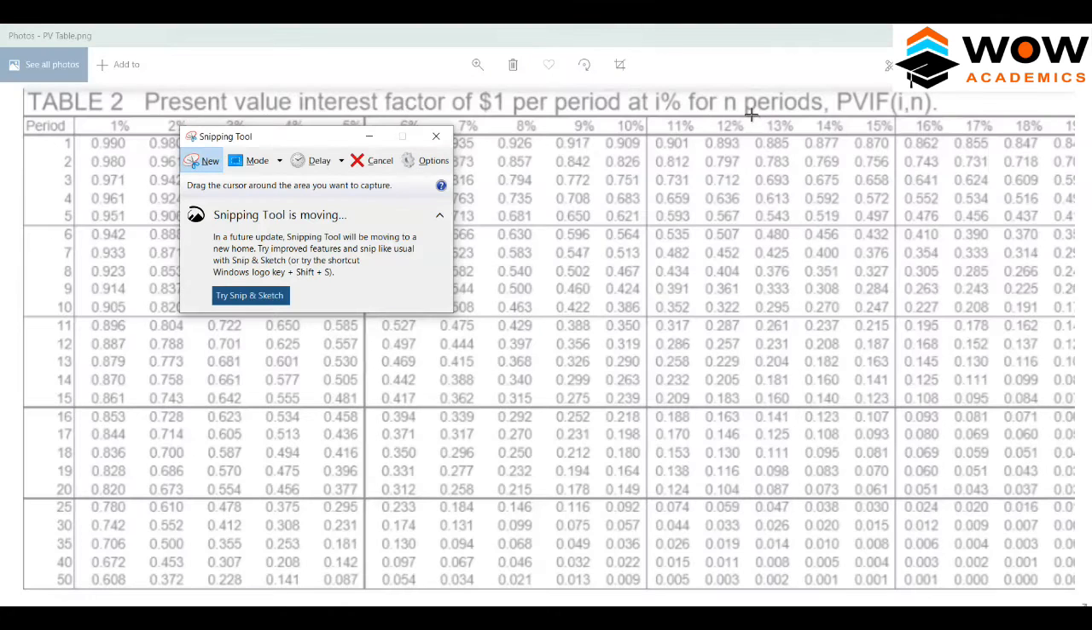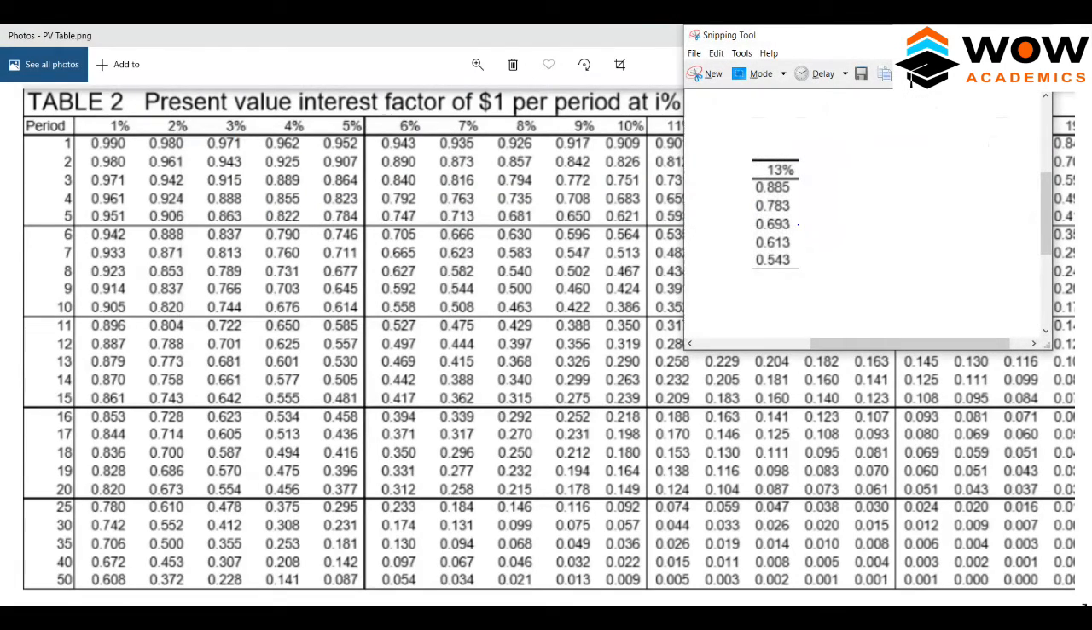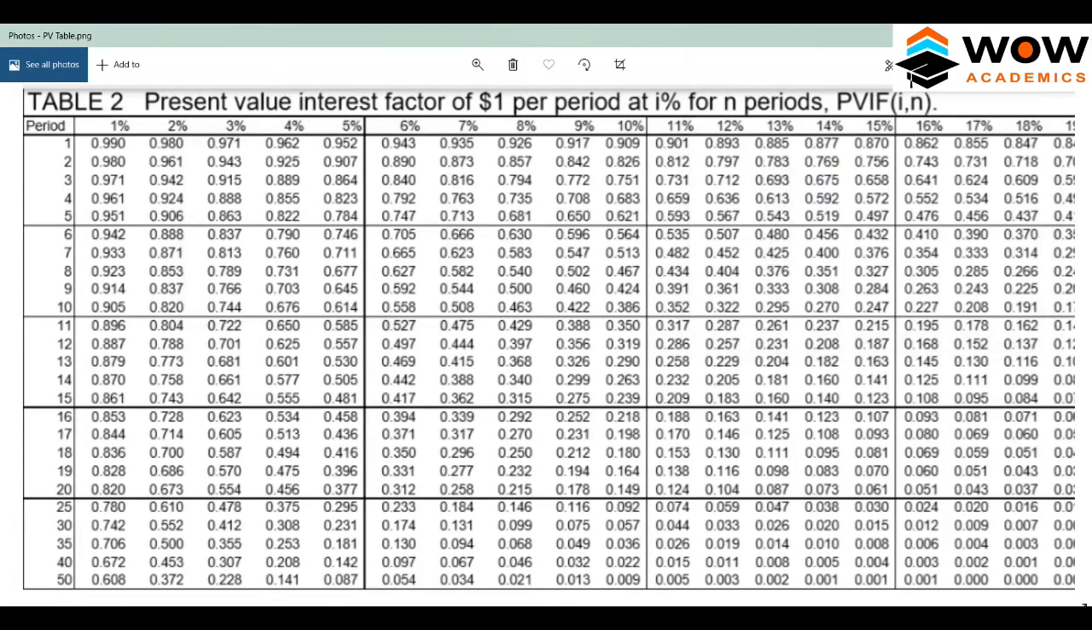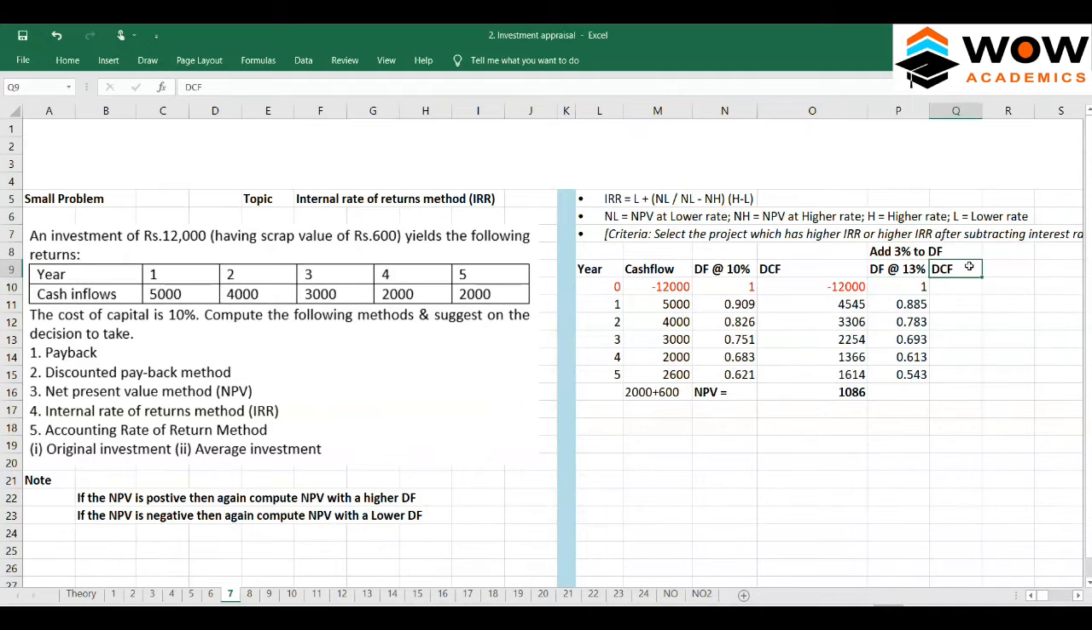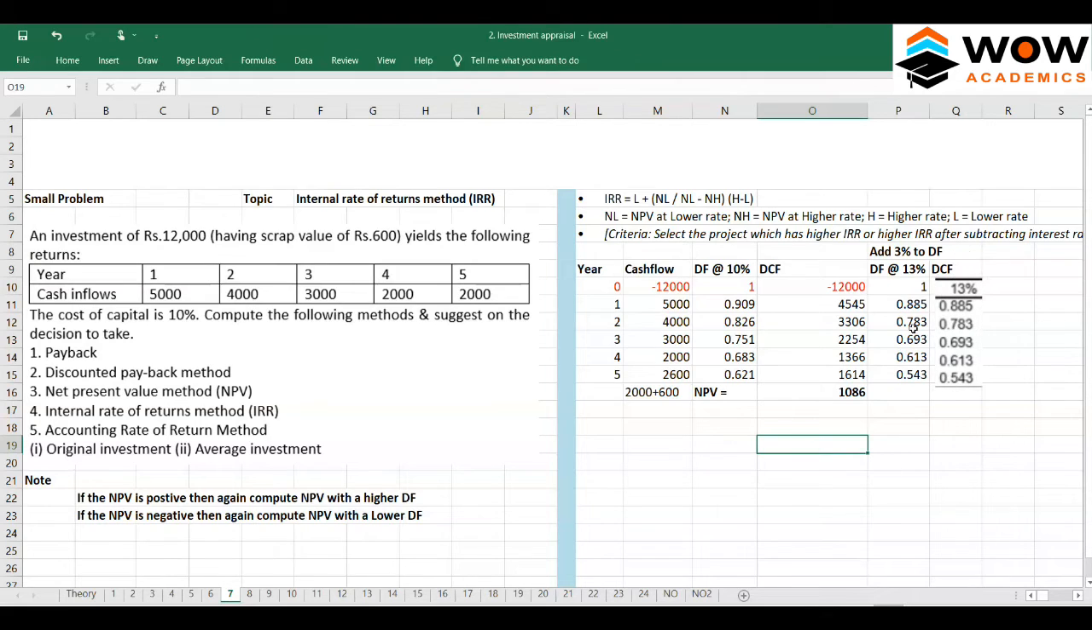So for 13%, for 5 years, these are the numbers we get. So just for showing you, I'll just put it here. So hope they are same. Okay, you can see it there. 0.885, 783, 693, 613 and 543. Okay, so you got the numbers. So I'll just remove it from here and I'll put it somewhere else.